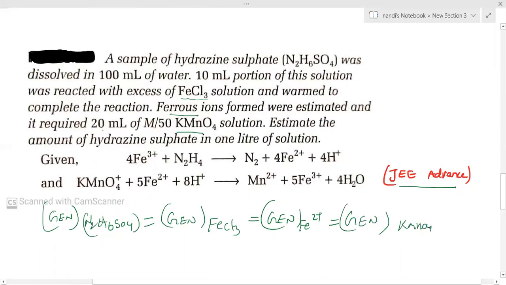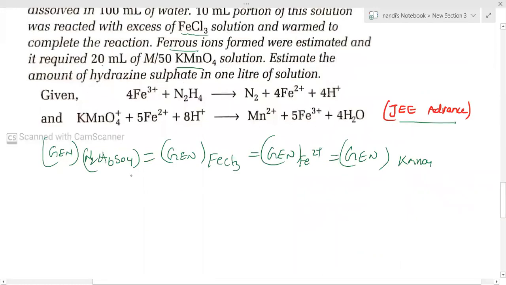So we don't need to write any balanced equation here. I can equate directly in terms of equivalence. I know the KMnO4 data they gave, and they're asking for hydrazine sulfate, so I can equate these two directly. Since they're asking for weight, first I can calculate the weight. Gn in terms of weight, what is the formula? Weight by gram equivalent weight. This is the Gn formula in terms of weight, which I gave here. You can check it.